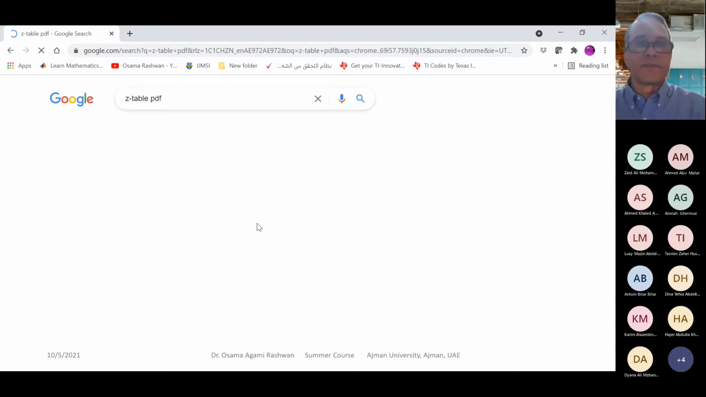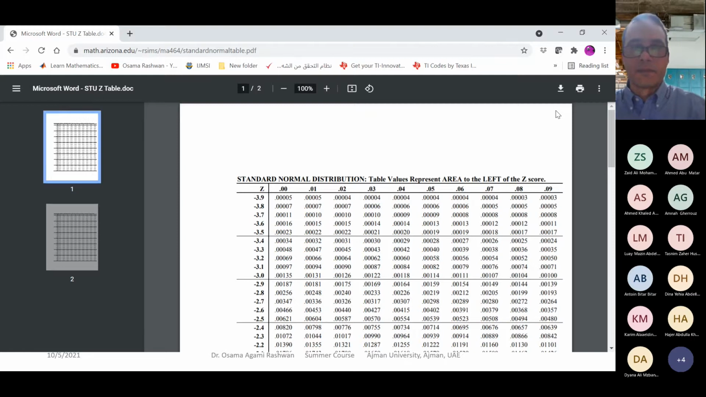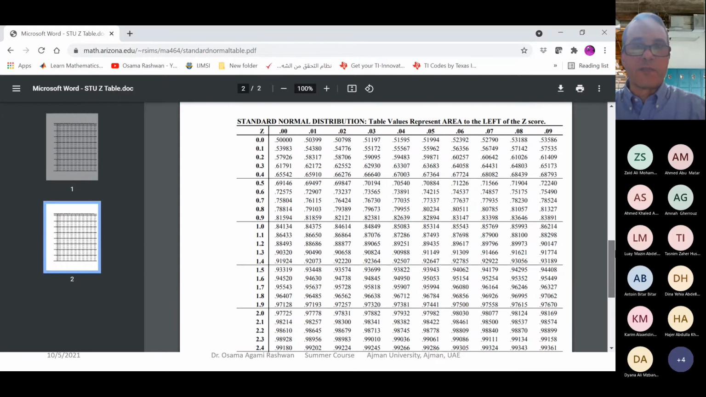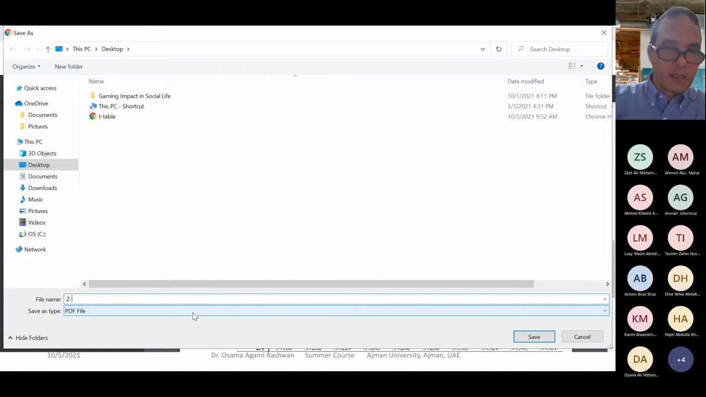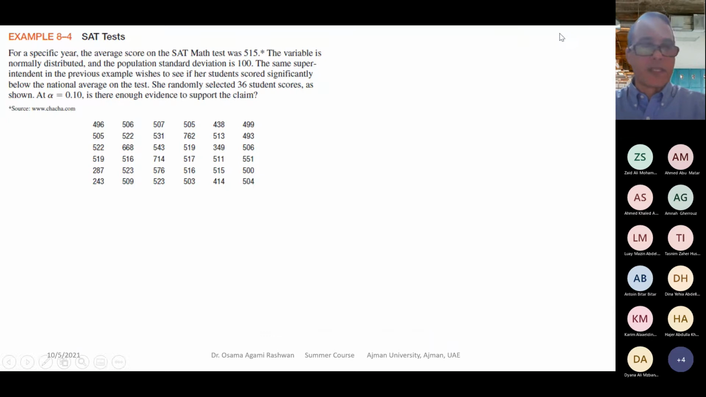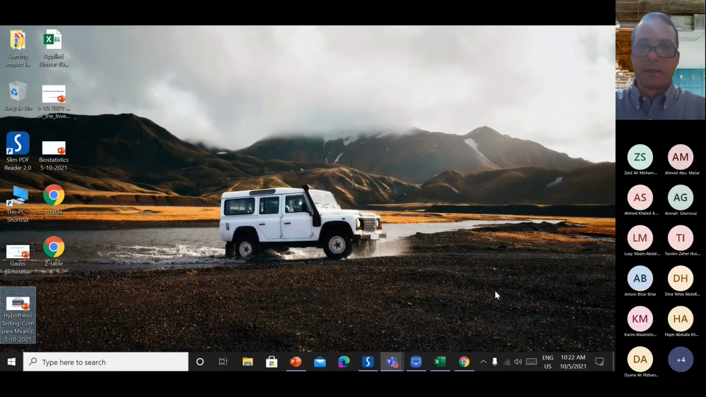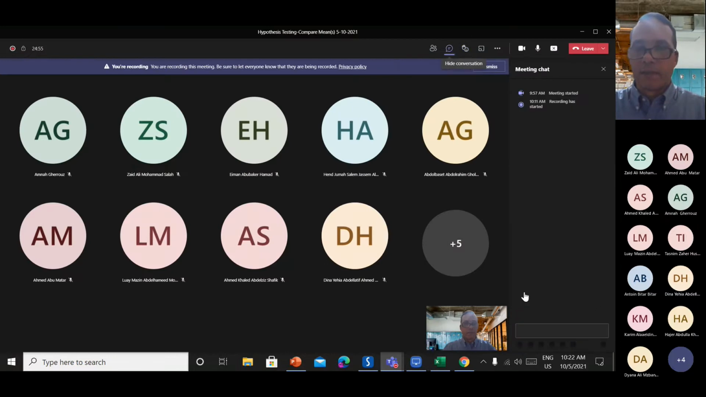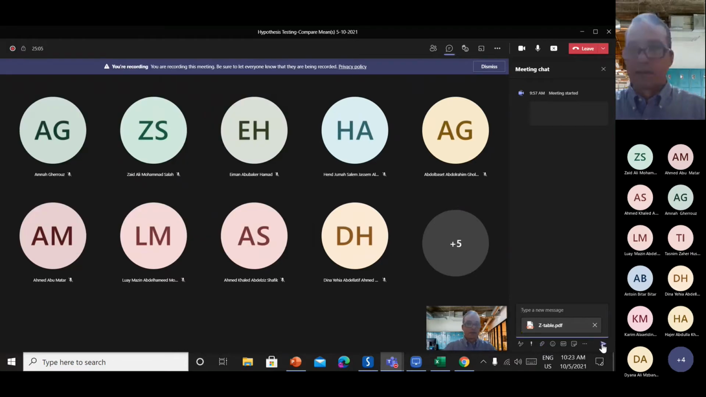I would like to have it as a PDF. Okay. You have Z negative and also Z positive, right? So I write Z table. I'll put this one in the chat for you to know how to use the table. You have it. Please open it to know how to use the table.